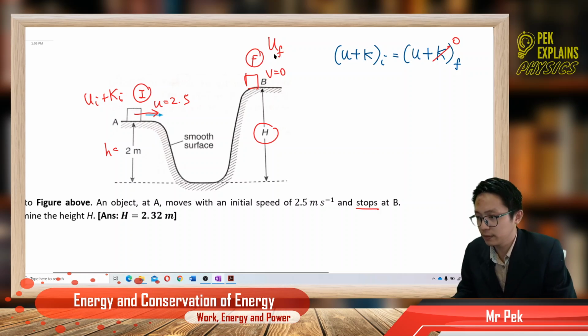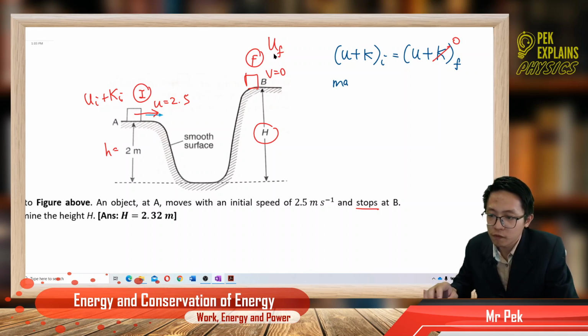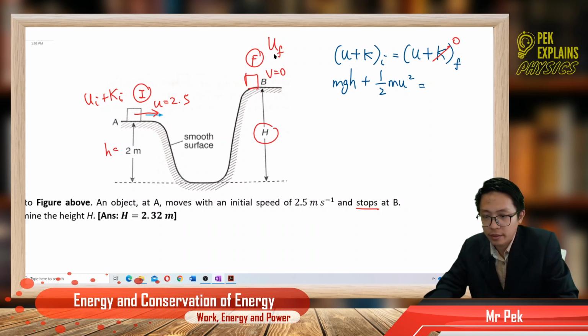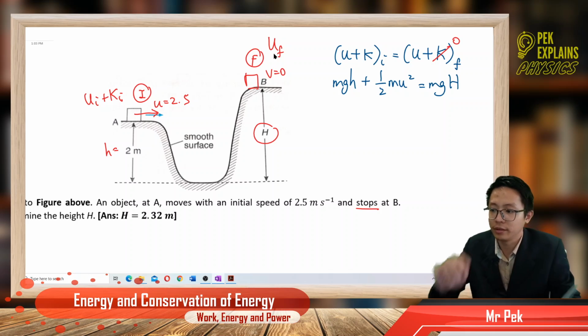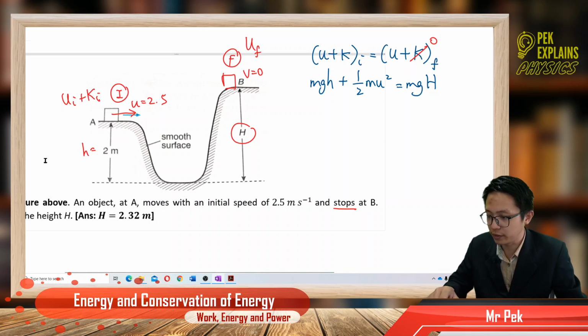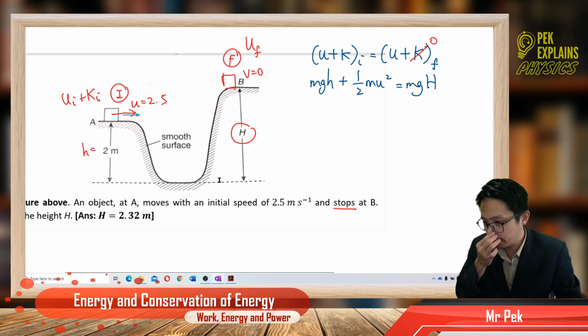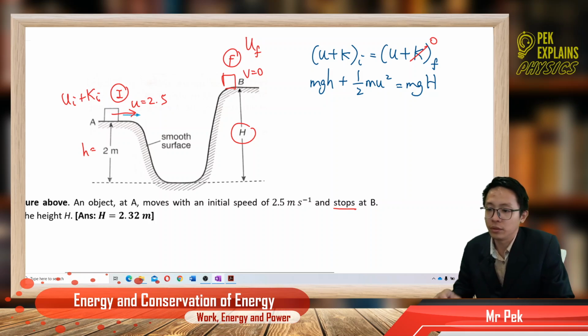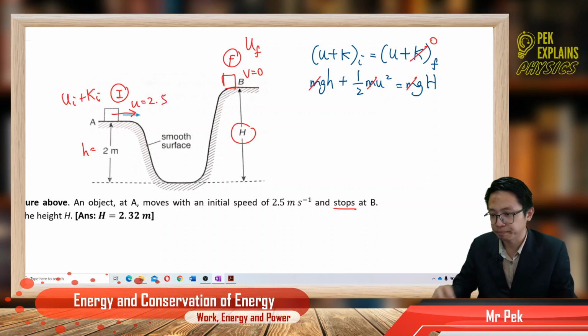Then apply the formulas as we know. Potential energy is mgh, and kinetic energy is half mu square, and finally it has mgh, big H. Now, mass is not given, but never mind, we can cancel it. The mass does not necessarily have to be given. It can be cancelled at some point.